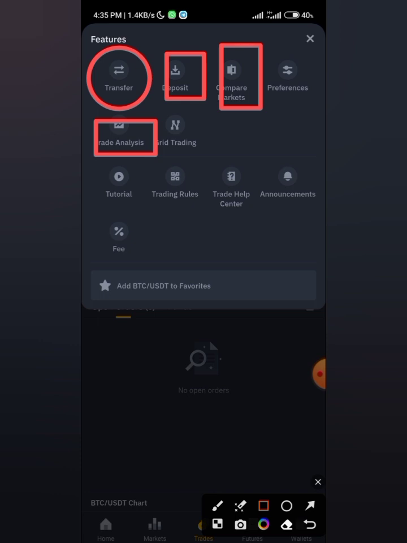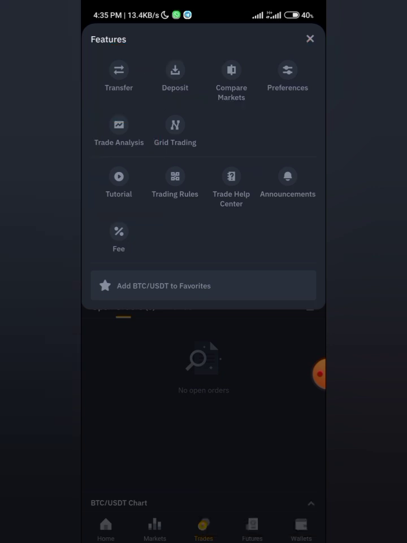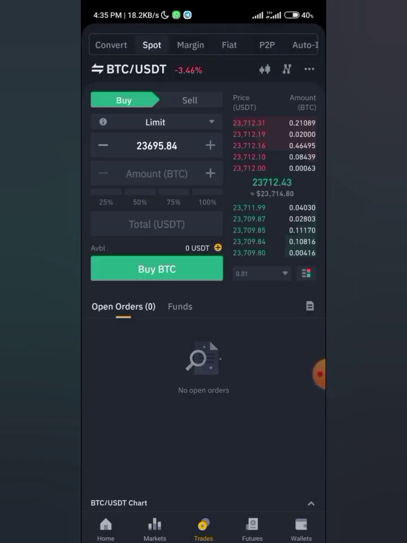You can analyze every one of your trades. And if you are actually new, you can come to this place and watch some video tutorials from Binance on how this spot trading actually works. So having known this, let's go back to our platform. This is where we were before.